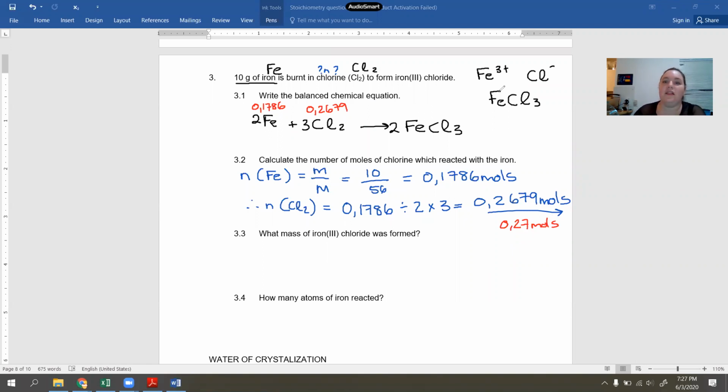All right. Then the next question asks us, what mass of iron chloride was formed? So you're going to use your mole ratio to get the number of moles of iron chloride, and then the molar mass to get the number of grams, or the mass. So I'm going to pause sharing, and I'm going to give you a chance to quickly work out the next part again.